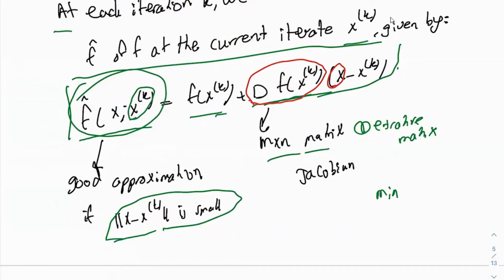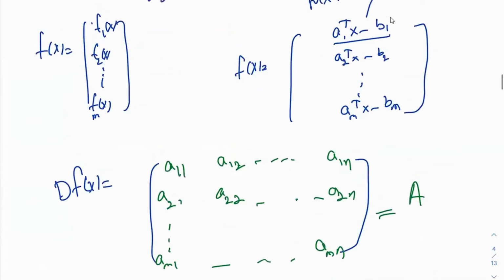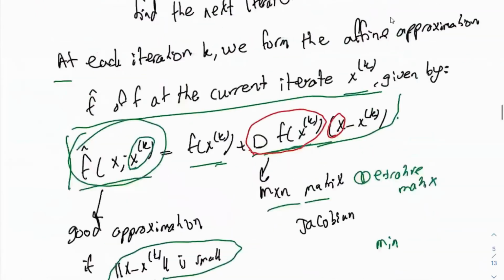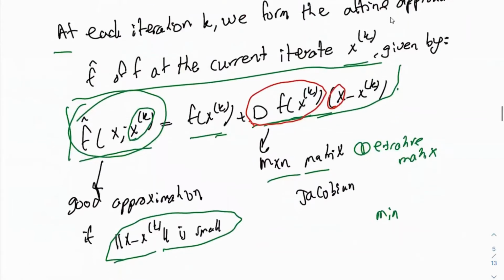But we already know this is a matrix A. For a linear case, we proved that d of f of x of k, d of f of x was A, right? We saw that actually here, right? But this is our matrix A because it's multiplied by x. Okay, good. But what is B?